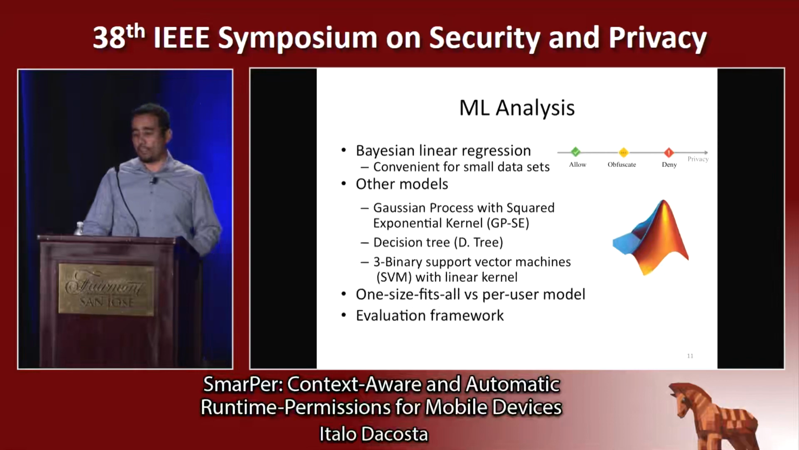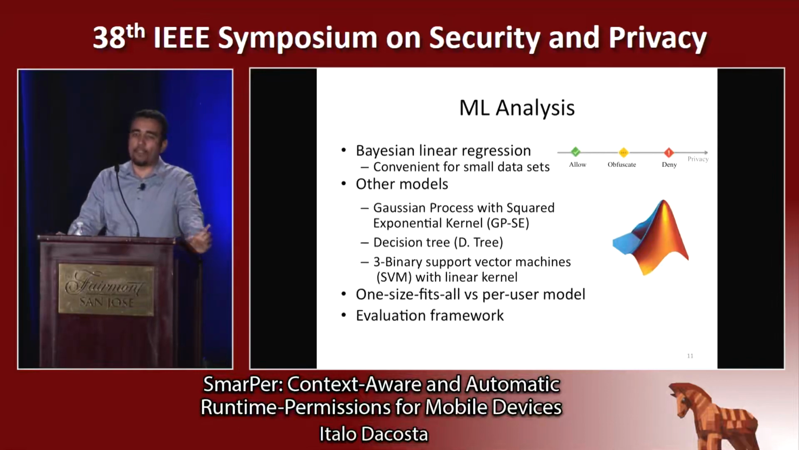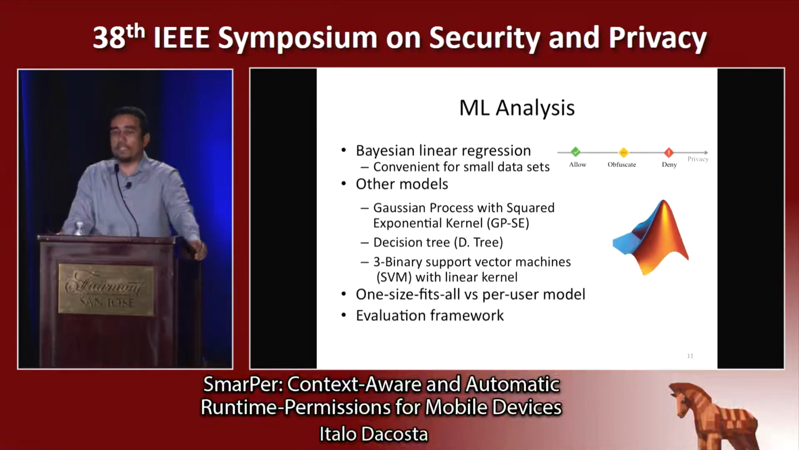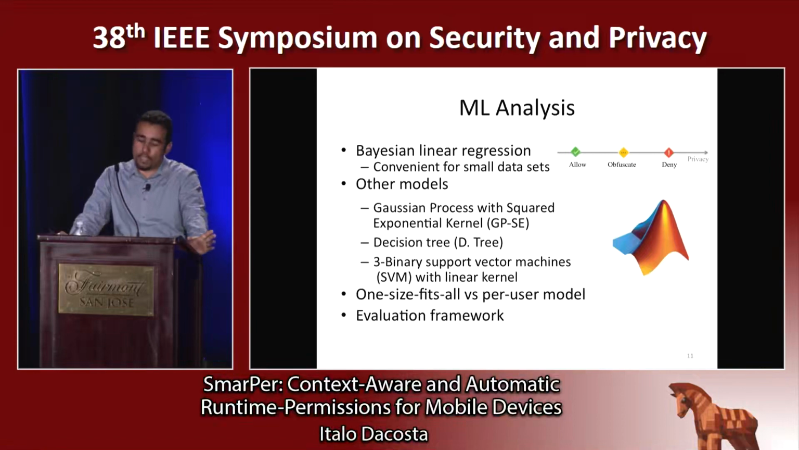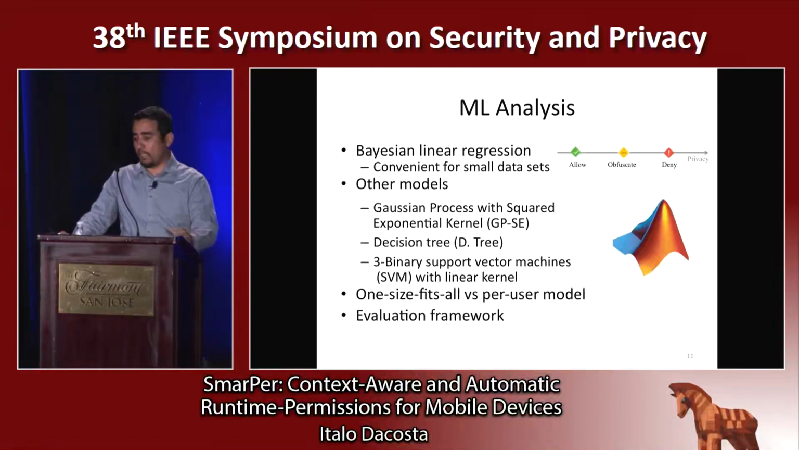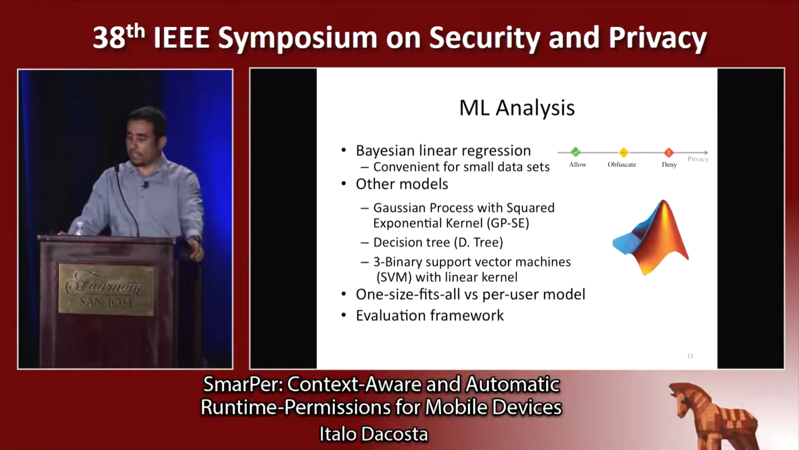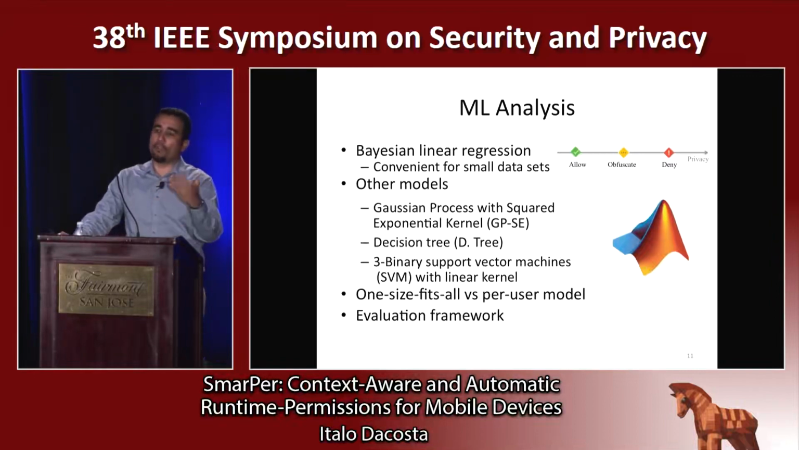So, having the data, we proceeded to do the machine learning analysis. Because we have limited data for some users, around 75 decisions, we decided to focus first on the simplest approach of machine learning model that we could use. In this case, a linear regression model. We model this as a linear problem, and we use Bayesian linear regression, which is recommended for these small data sets.